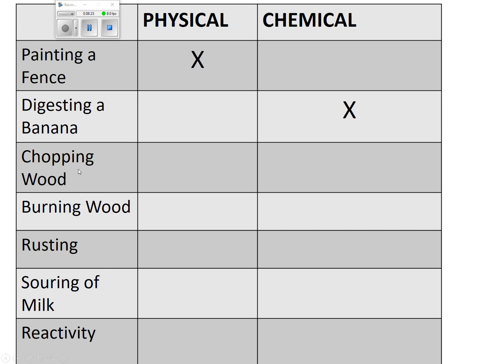You deliver smaller molecules that are differently arranged. I chop wood. Still going to be wood. Physical. Burn the wood. I don't have wood anymore. Now I have carbon and I have gas. Rusting. I don't have iron anymore. Now I have ferrous oxide, which is a chemical combination of iron and oxygen. Milk that sours. I don't want to drink that. That's going to be a chemical change. And reactivity is going to be a chemical change.